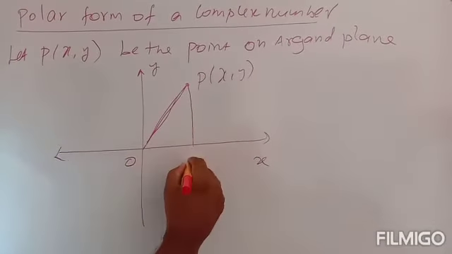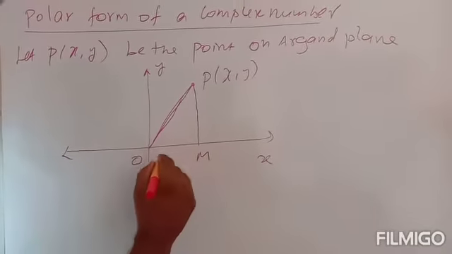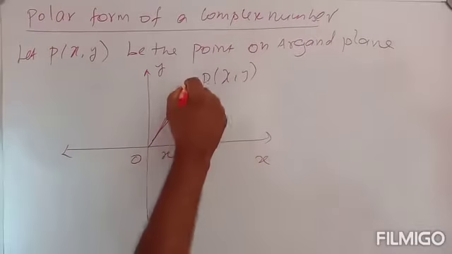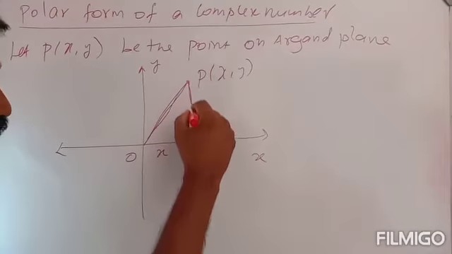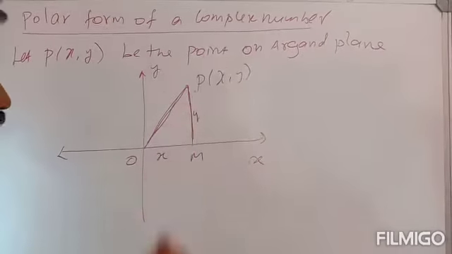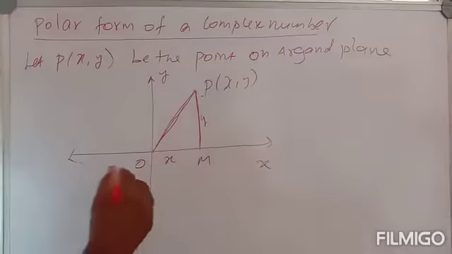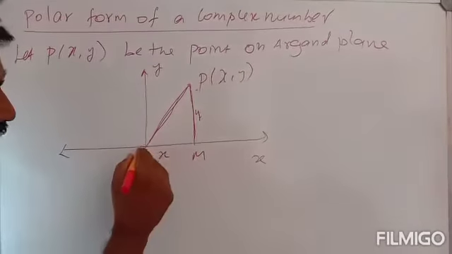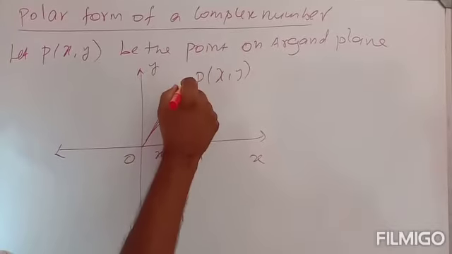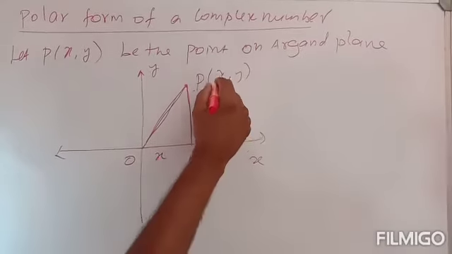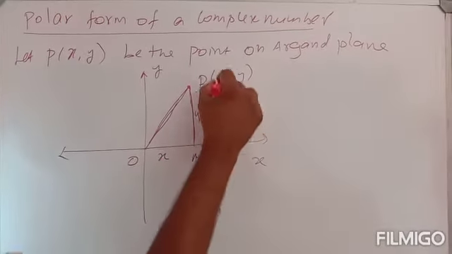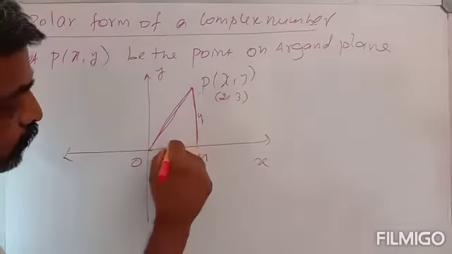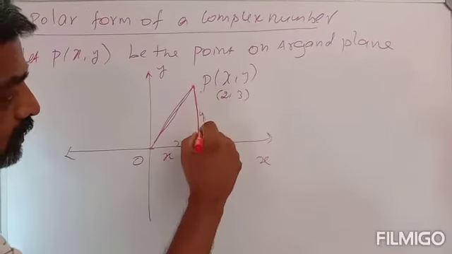That is OM. Now OM is x, and MP is y. So that point is (x, y). To go to the point P, we go x units along the x-axis and y units along the y-axis. Suppose we have (2, 3): x is 2 and y is 3. On the x-axis we go 2 units, and on the y-axis we go 3 units.